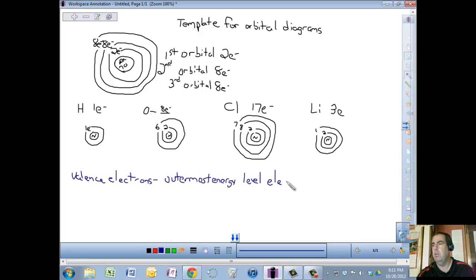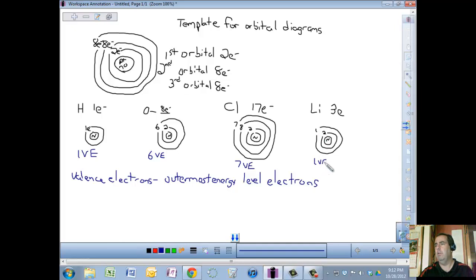Outermost energy level electrons. So when I look at hydrogen, here's my outer ring. I only have one electron in that outer ring. So hydrogen is going to have one valence electron. When I look at oxygen, 2 in the inner ring, here's my outermost ring, so oxygen is going to have 6 valence electrons. Chlorine, 2, 8, here's my outer ring. Chlorine is going to have 7 valence electrons. And I come back here to lithium, my last one here. I've got 2 on the inner ring, and on my outer ring I've got 1 valence electron.